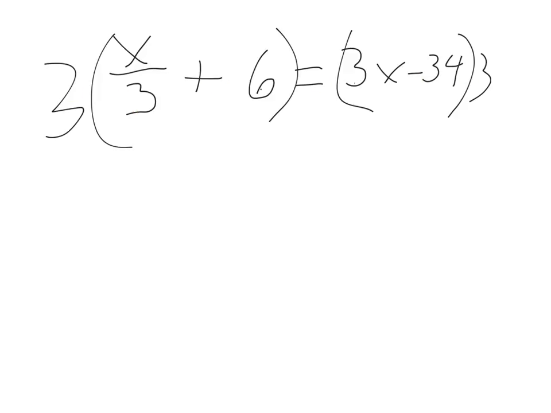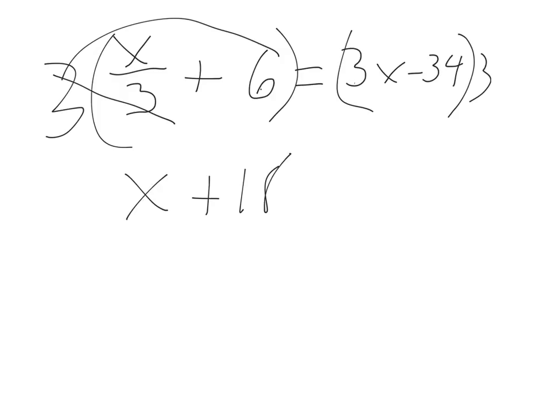So x divided by 3, we're doing its opposite, x multiplied by 3. So the 3 crosses out, and you just get x. And then 3 times 6, you get 18. And then 3 times 3x is 9x. And then 3 times 34 is 102.